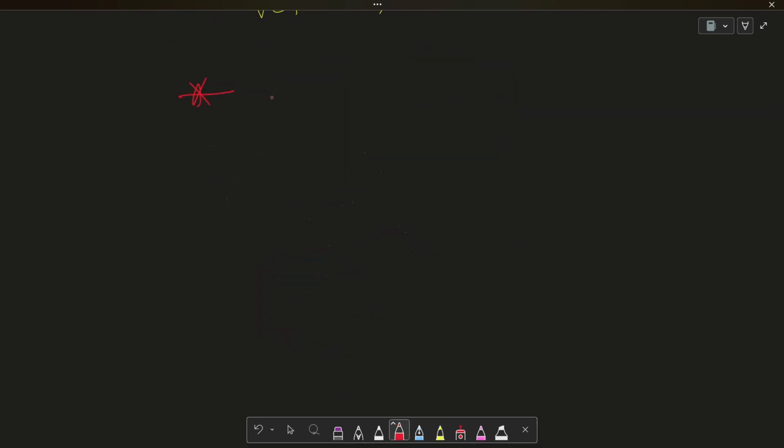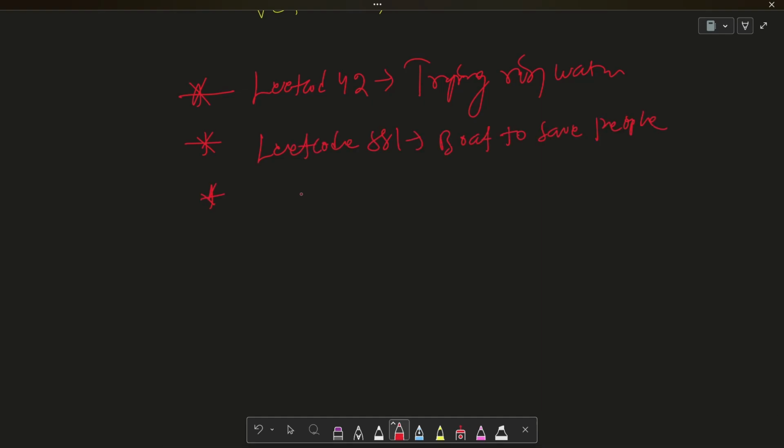I am listing out some similar questions. You can go and try to solve them. Leetcode 42, Trapping Rainwater. Next one is Boats to Save People. Next one is Leetcode 977, Squares of a Sorted Array. Try this on your own. Later we will solve these questions.